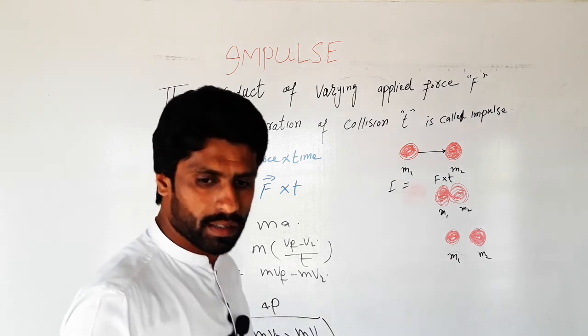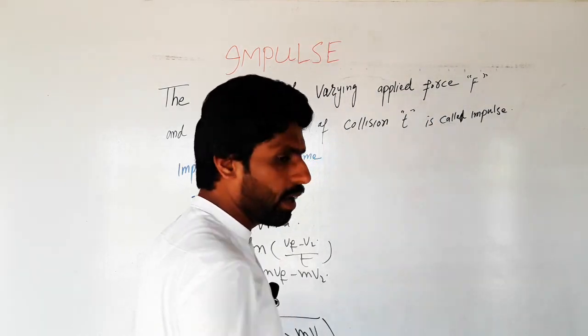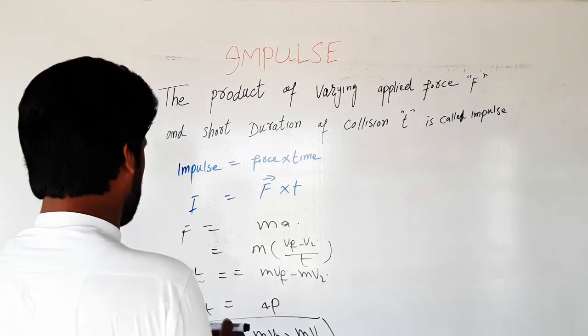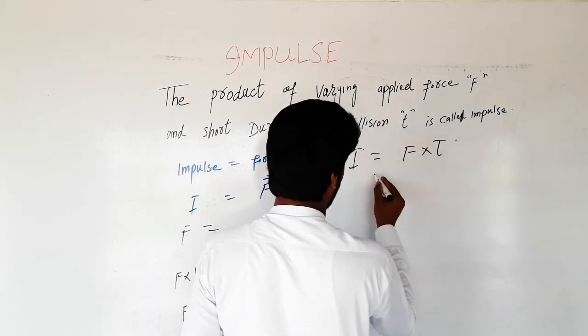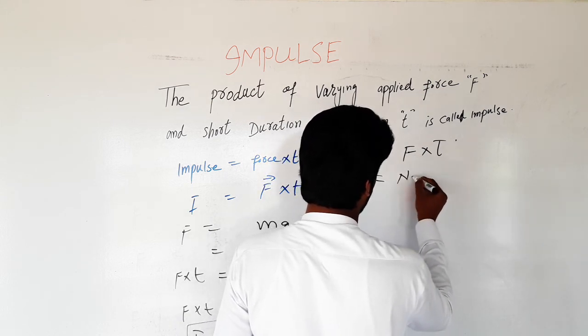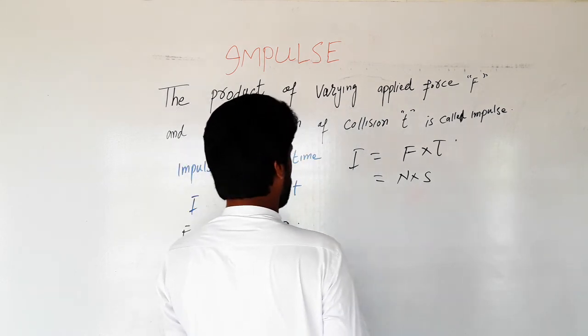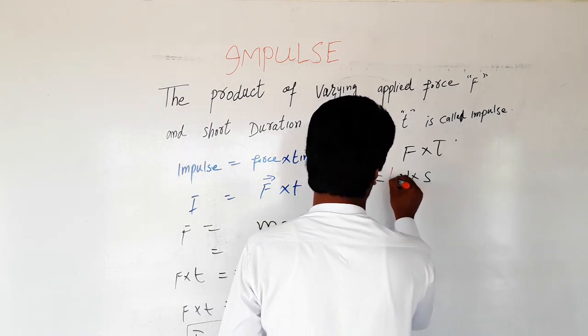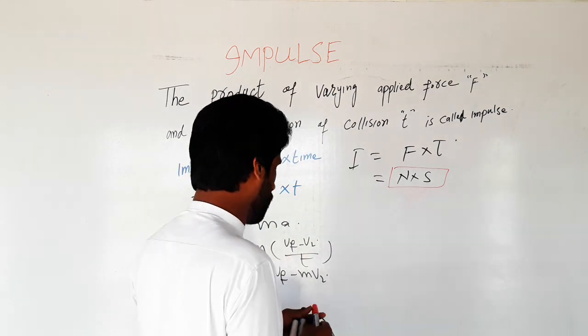And now we derive the unit of impulse. I is equal to F multiplied by T, and the unit of F is Newton and time is second. This is the unit of impulse, Newton second.